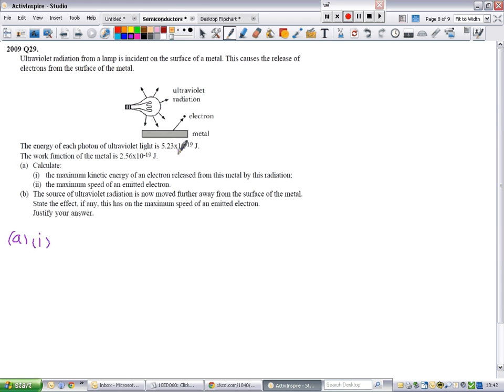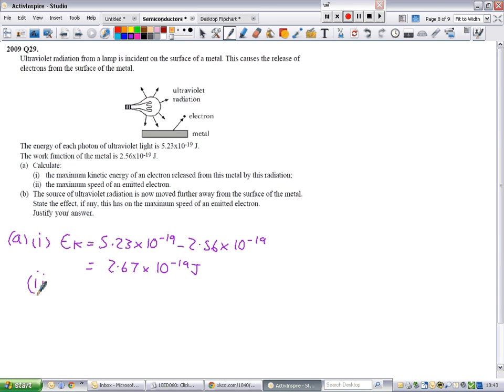That's your energy of the photon. That's more than this value of the work function, so there's going to be a certain amount of energy left. That energy is kinetic energy. So your kinetic energy here is 5.23 times 10 to the negative 19 minus 2.56 times 10 to the negative 19. That will give you 2.67 times 10 to the negative 19 joules.